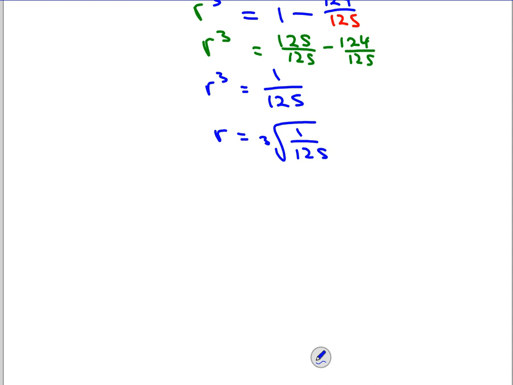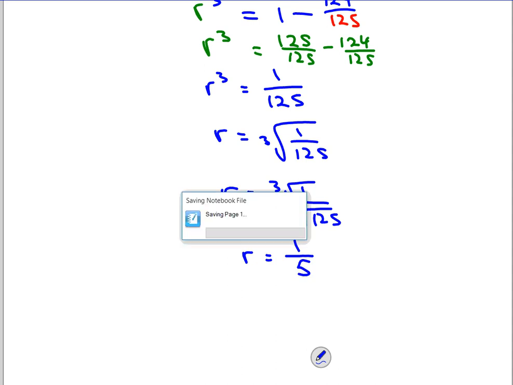The cube root of 1 over the cube root of 125 equals 1 over 5. So R is 1 over 5. Good. So we've found R, and then it's good to look and think, have we finished? Or do they want something else? We've found part of it. They want us to find the common ratio and the first term.